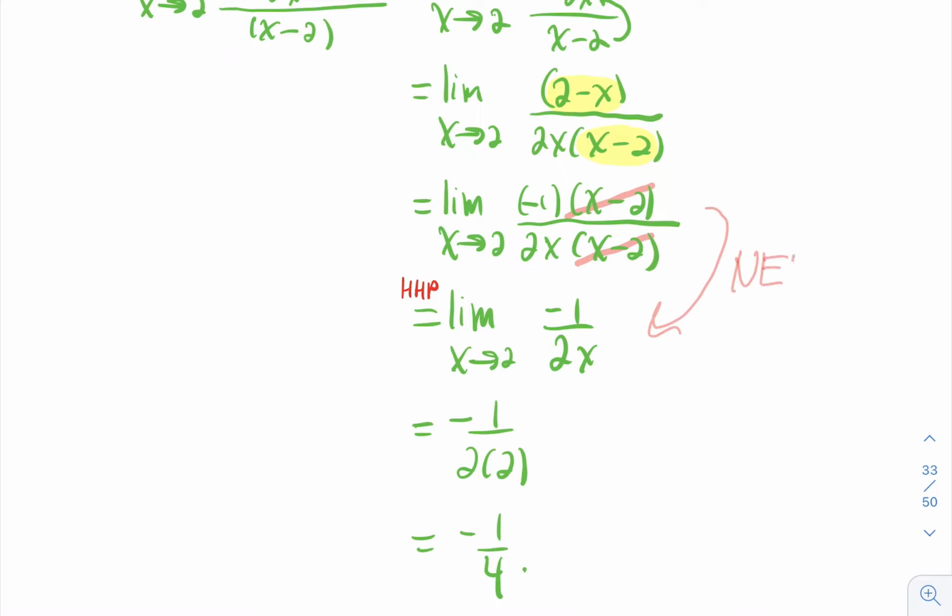When you're simplifying things, you have to specify normally that you're canceling as long as x is not equal to 2. But that's something you can do in the limit because you're never at 2. You're around 2. Okay, so that's the idea here. So for this one, we get -1/4.